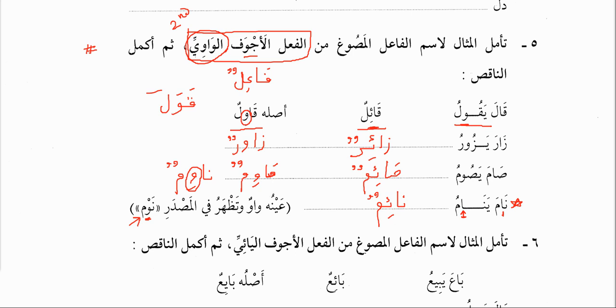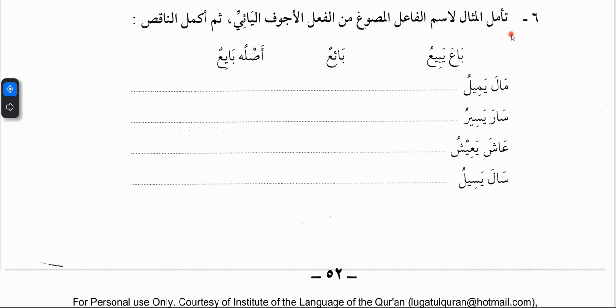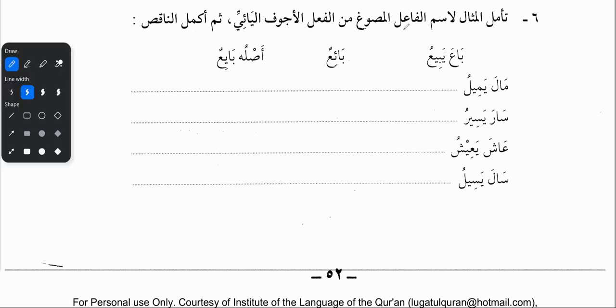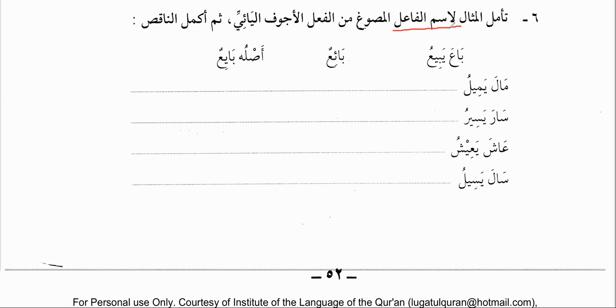So now let's see the next question here. Let's move on to question number 6. Tamil al-misal li ismun file. Now still we are doing ismun file. We will make ismun file, but from which type of verbs? Let's see. Masughun, formed min al-fail, al-ajwaf, same, al-yai.